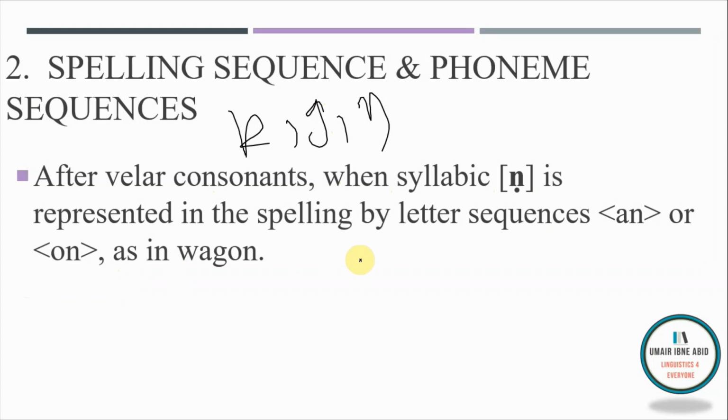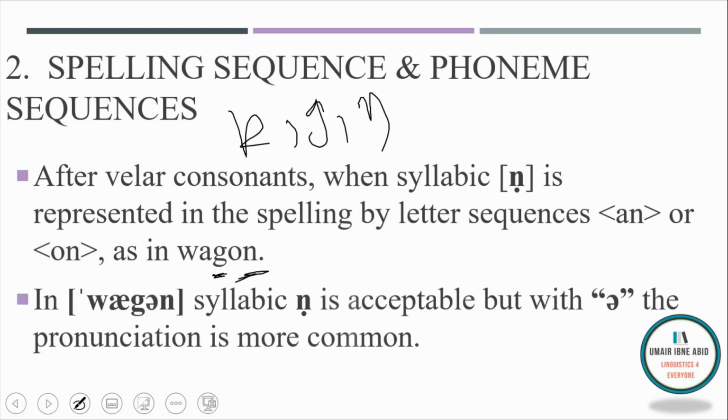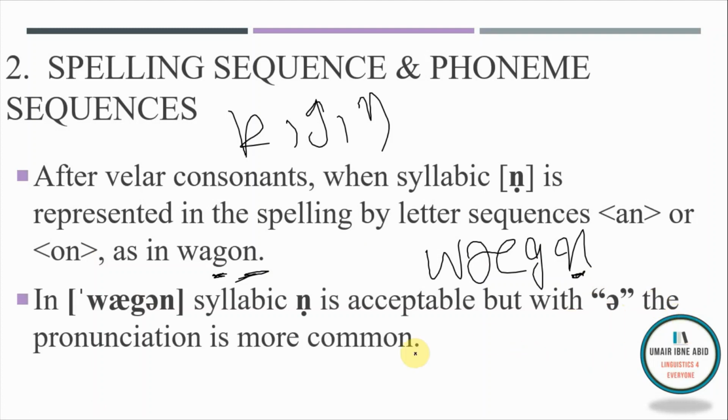In wagon we have the velar consonant g, and after that we have the spelling sequence on. In such cases, once again, the syllabic n would be rare. Most of the time it would be pronounced with schwa, but sometimes it may be pronounced as n, syllabic. But most of the time it is pronounced with schwa.